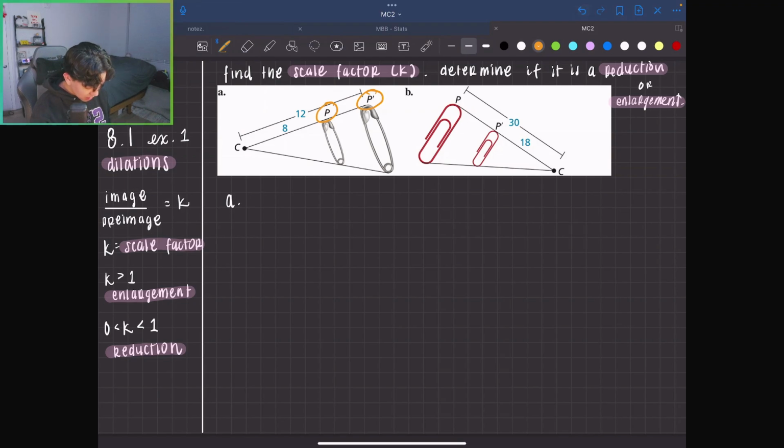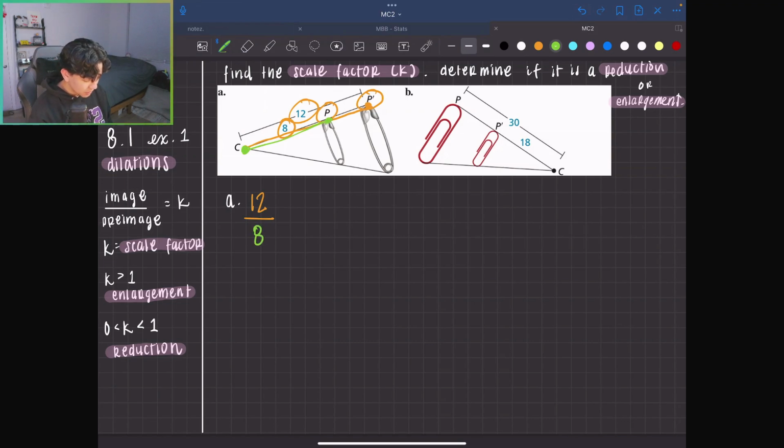So if our image here, P prime, from point C all the way to P prime, is 12, we're just going to take 12 over our pre-image. What was the image before it happened? It is this right over here, 8, from C all the way to P. So 12 over 8 is going to be our scale factor here.